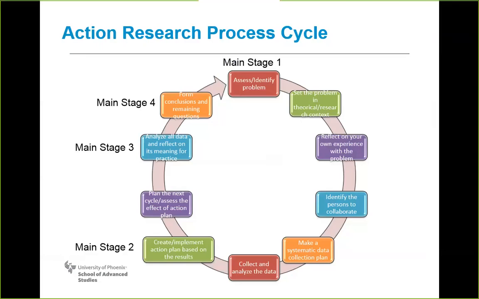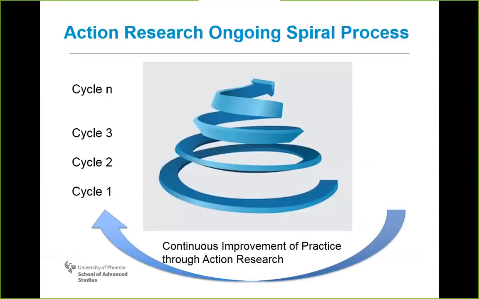And the last stage, I think, is very critical because that's how you wrap up your action research and identify the next plan for your research if you want to continue. I also wanted to show you that action research has this ongoing spiral process. As you see here, there are n number of cycles, and it's continuous improvement of the practice. That's how practitioners look at their studies in their workplace. They are committed to improving their workplace no matter how many times they have to go through this cycle.